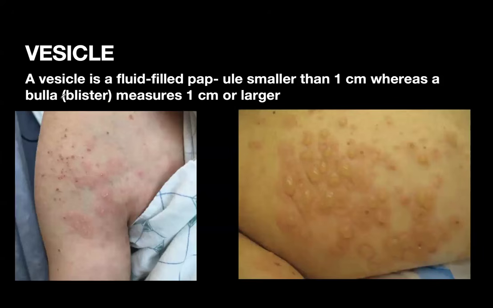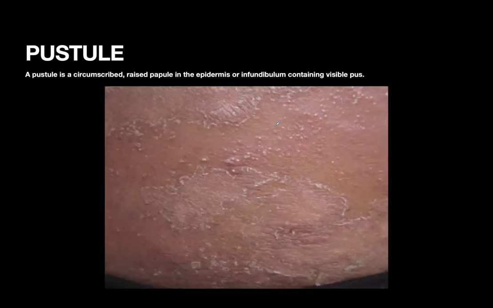Then comes a vesicle. These are all vesicles. For example, in herpes you will find vesicles. It's a fluid-filled papule smaller than 1 centimeter, whereas a bulla is the same with 1 centimeter or larger. This is a vesicle, and this is a bulla. Then comes a pustule. A pustule is a well-circumscribed, raised papule in the dermis, epidermis, or infundibulum containing visible pus. This is a pustule. All right.